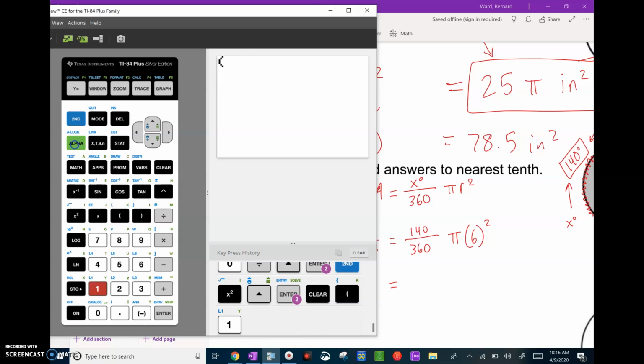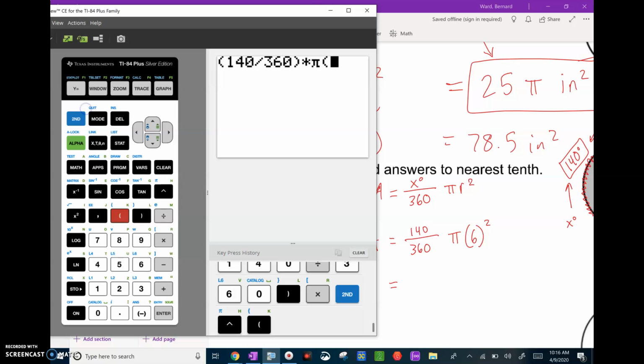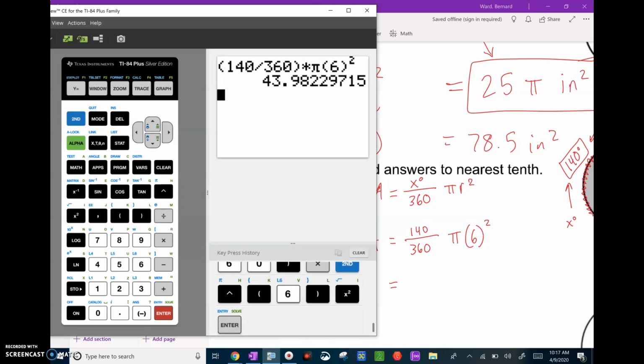So parenthesis, 140 divided by 360, close the parenthesis, and then that takes care of our fraction, and now we'll times by pi times 6 squared. So times pi times 6 squared. And we type that in, we hit enter, and that is our answer. And it's 43.9, but we can round it up.